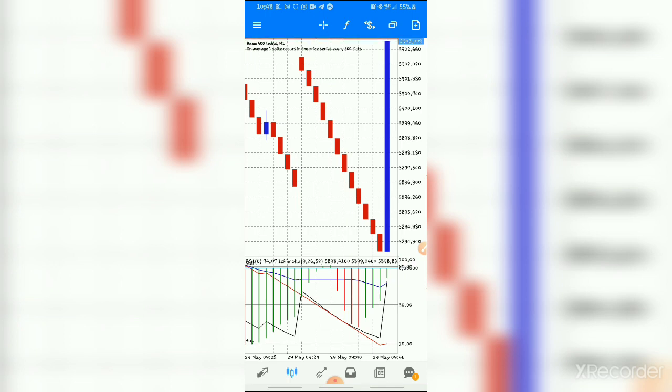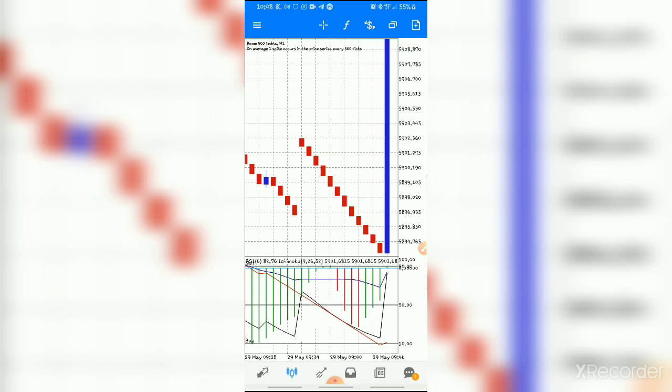The spike covered these red candles. Supposing I'm trading this trend, it's like 1 2 3 4 5 6 7 8 9 10 11 12. So that means I will have spent 12 minutes to acquire only this one. You can see it just spiked again now.